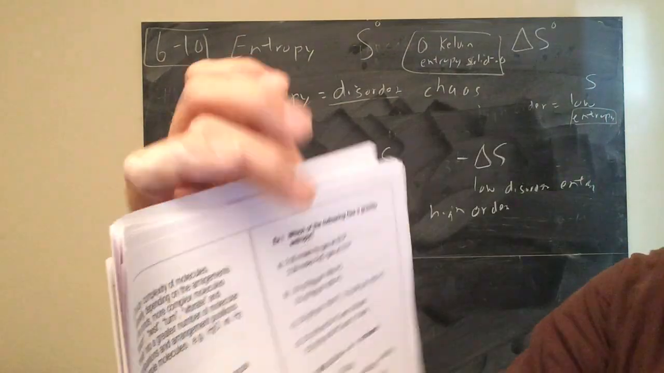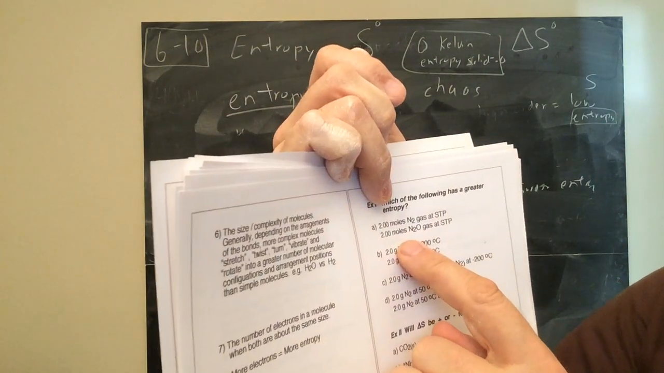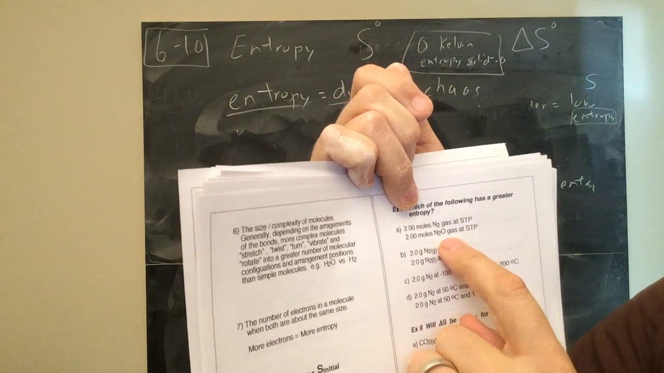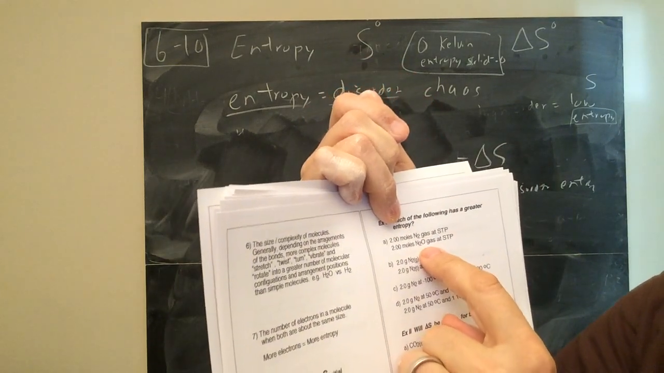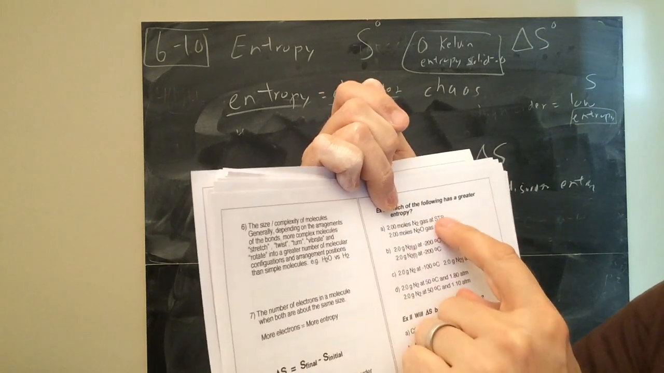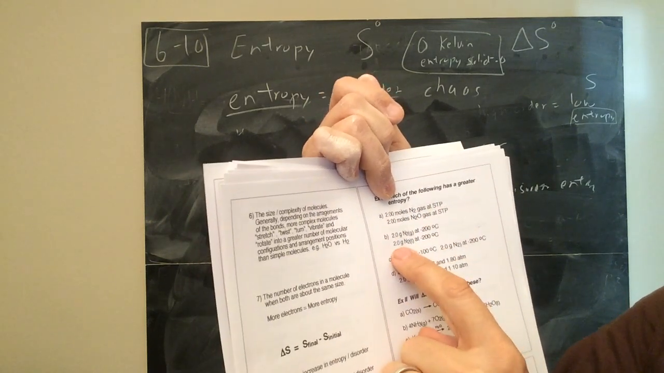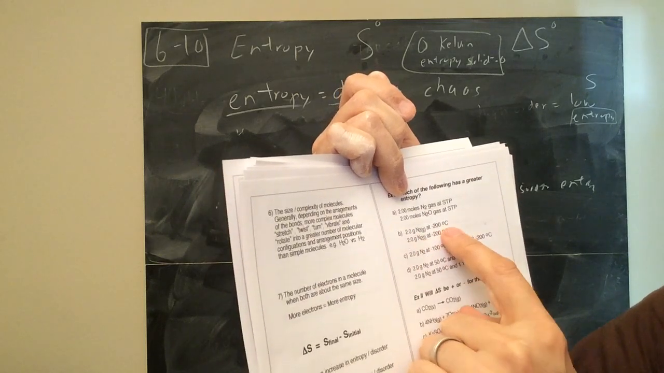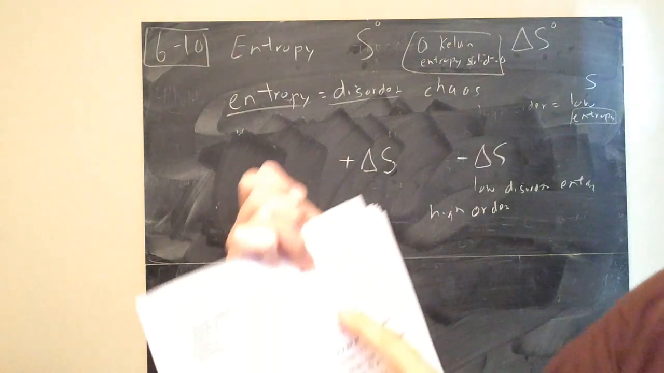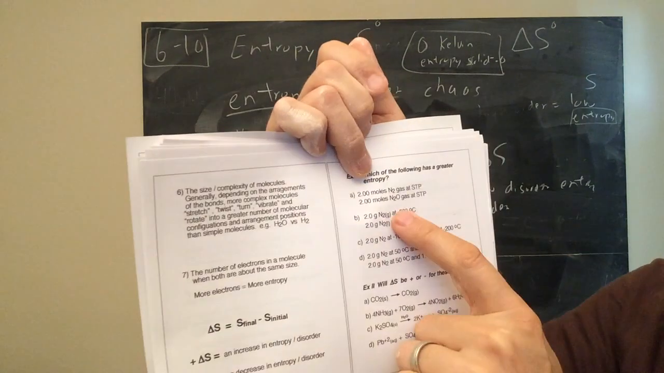Okay, so letter A, 2 moles of N2 or 2 moles of N2O. N2O would have more entropy. As I said, you could say it has a greater, more complex molecule, more electrons. They're both the same temperature, the same amount of material. B, 2 grams of nitrogen gas or 2 grams of nitrogen liquid at negative 200.